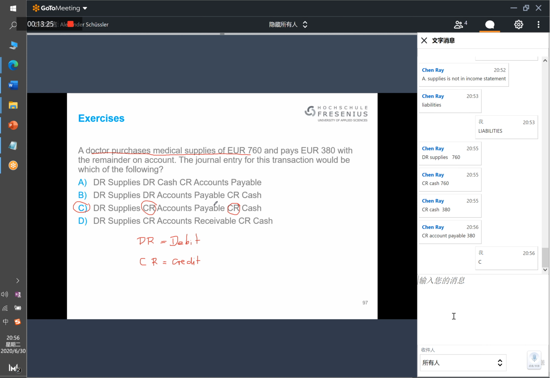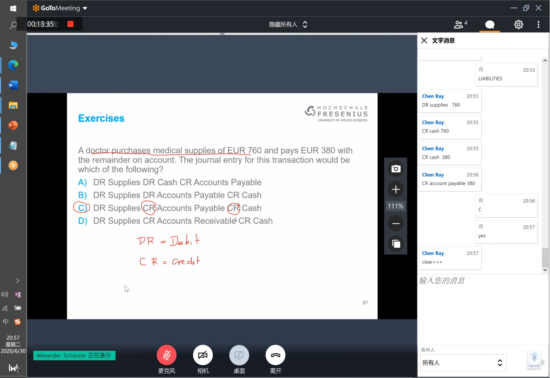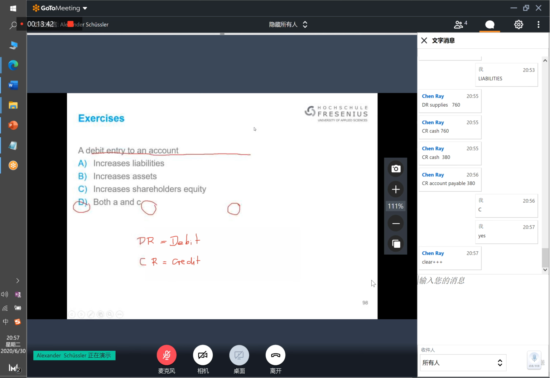Do all agree? Does it make sense? Yes, okay, so it's clear, C is correct. Then we go on with the next one.